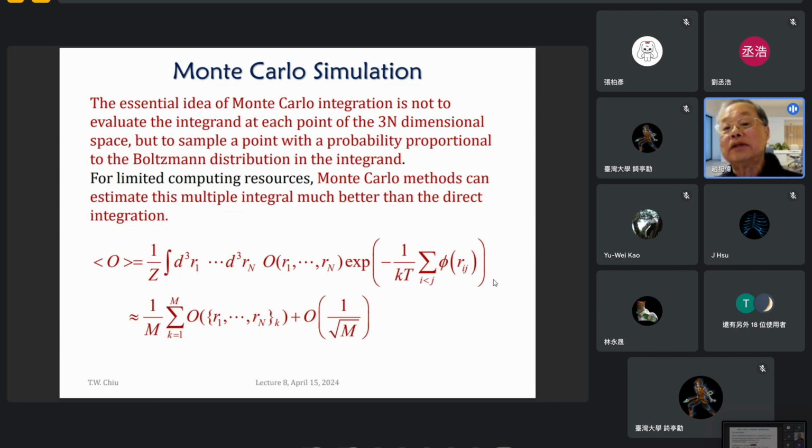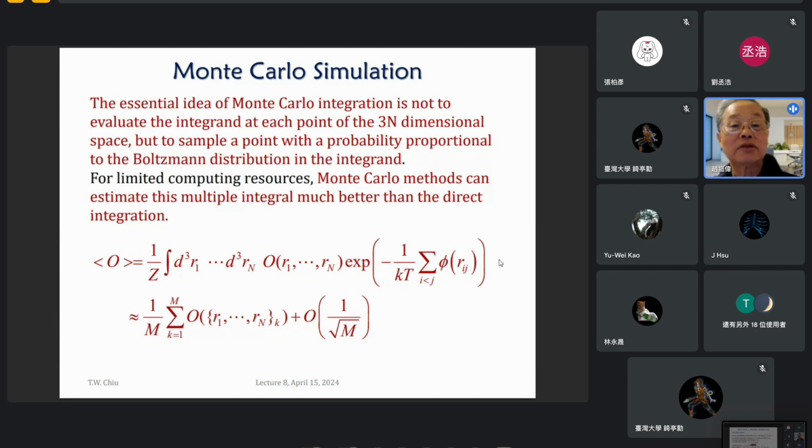Most commonly it is the Boltzmann distribution, which happens in statistical mechanics and also in quantum field theory. And in that case, the Monte Carlo simulation will work. There are some problems where the Monte Carlo simulation may not work.